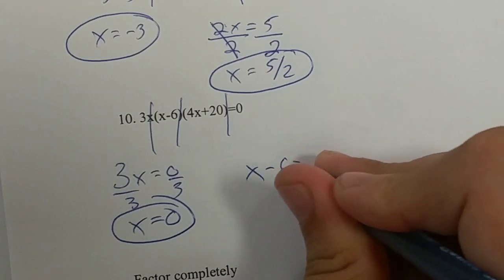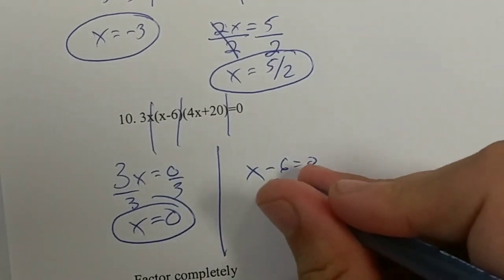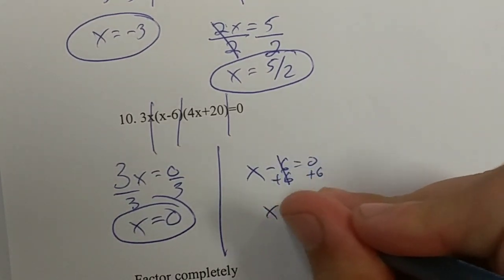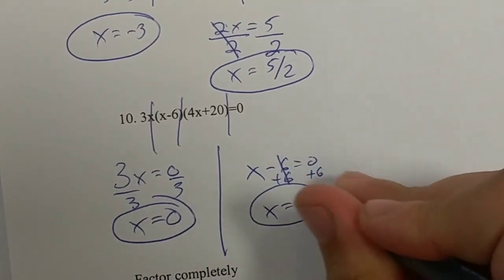X minus 6 equals 0. Plus 6. Why do I add 6 to both sides? To get rid of the negative 6. X equals 6.